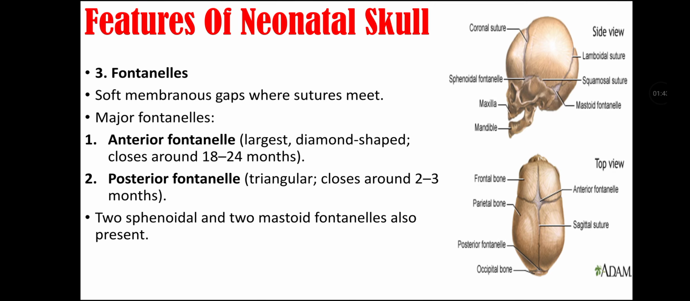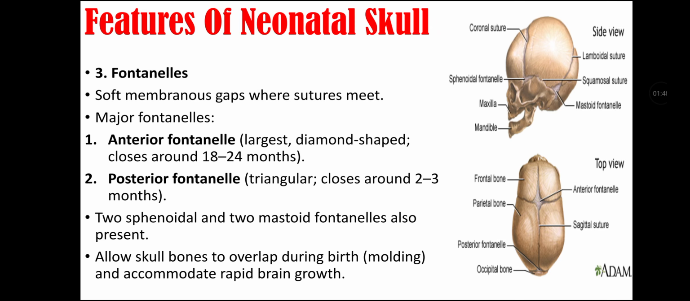Then there are two sphenoidal and two mastoid fontanelles that are also present. That allows skull bones to overlap during birth, which is called molding, and accommodates rapid brain growth.